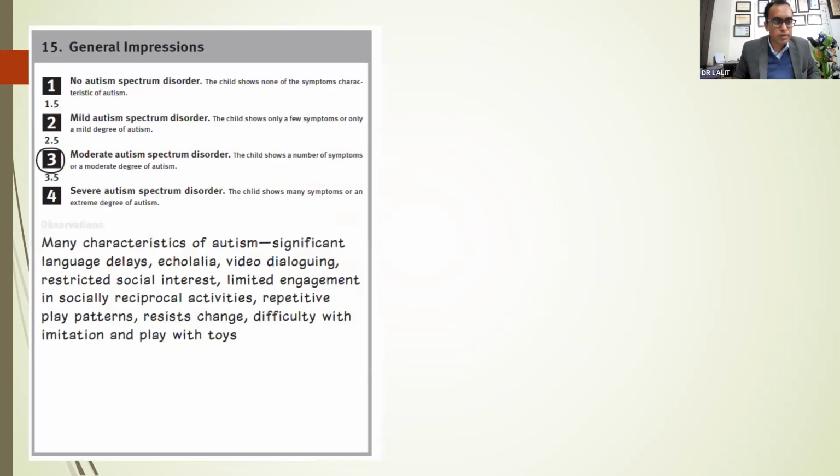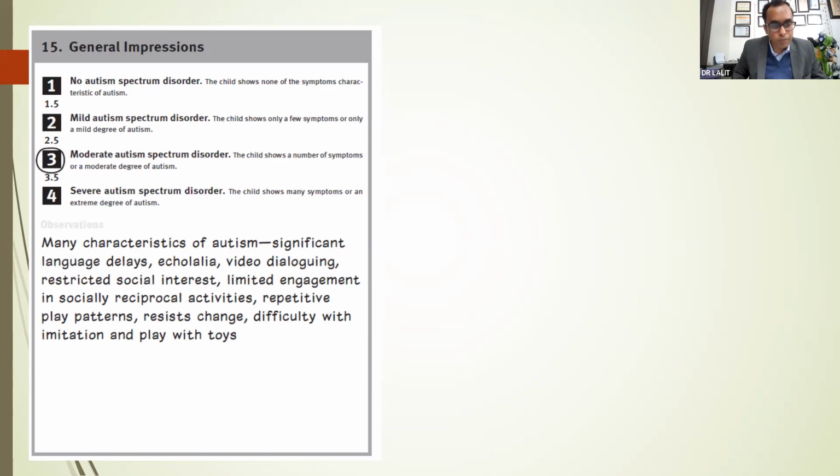Suppose he has been given a score of 3. What does a score of 3 mean? The child shows a number of symptoms of moderate degree of autism. So what are those? These are the features this examiner observed in this child. He had language delays. He had echolalia. He had repetitive, restricted social interest. He had limited engagement in socially reciprocal activities. He had repetitive play patterns, resisted changes, had difficulty with imitation, and played with toys.